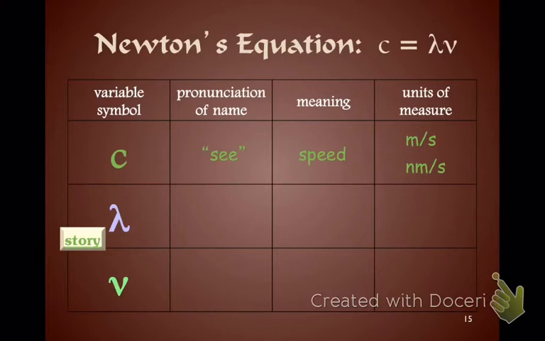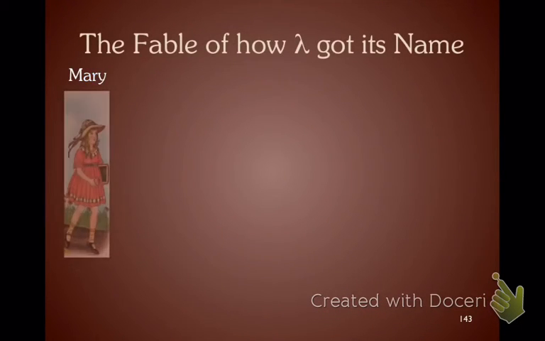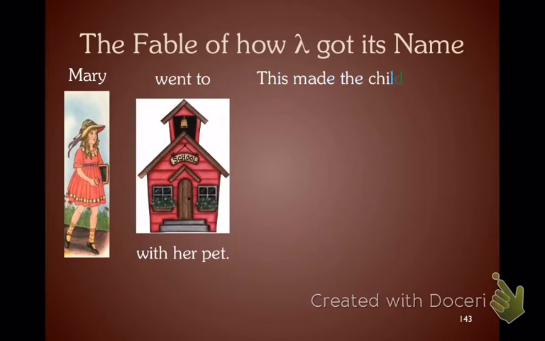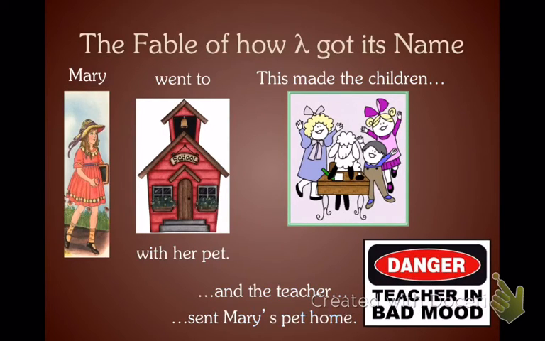Maybe you haven't learned this Greek letter before, so I have a fable or a story about how this Greek letter got its name. The fable of how this Greek letter got its name. This is a story about Mary. Mary went to school, and when she went to school, she brought her pet with her. And this made the children laugh and play to see Mary's pet at school. But the teacher became very upset and was in a very bad mood and said to Mary, "Your pet must go home."